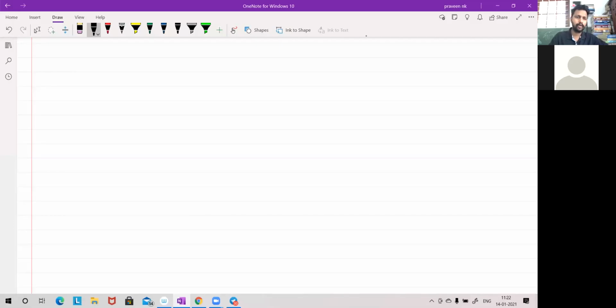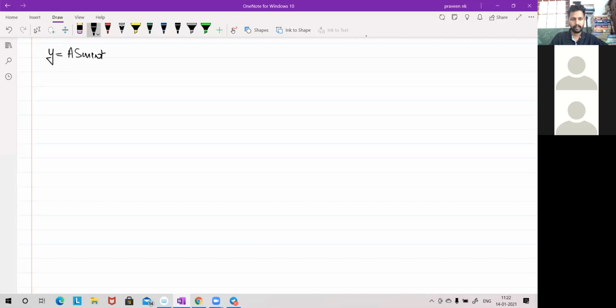Let's just recall what we have taught in our previous class. What was the equation for displacement of SHM? Y is equal to A sine omega t. This was the equation for displacement of SHM.